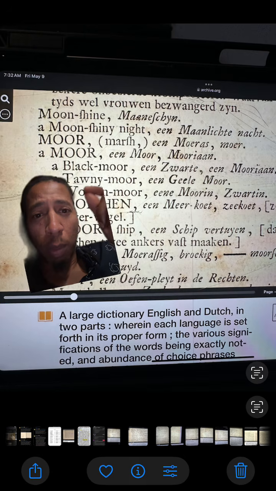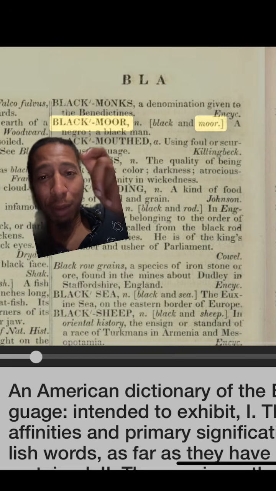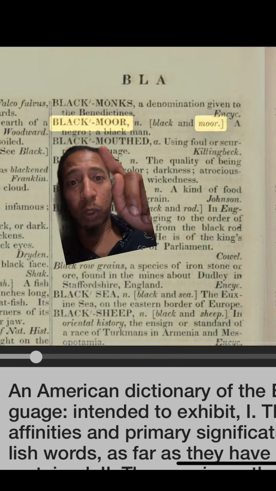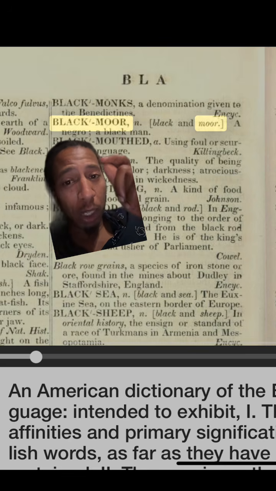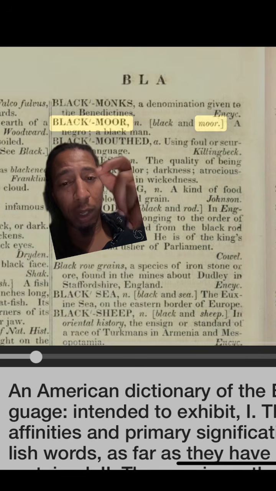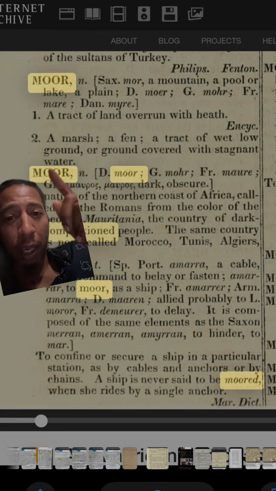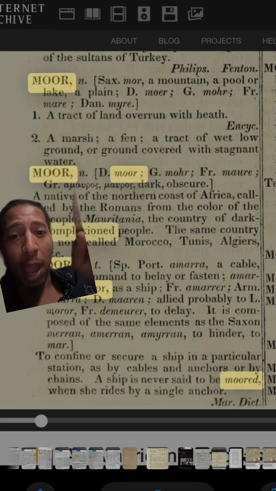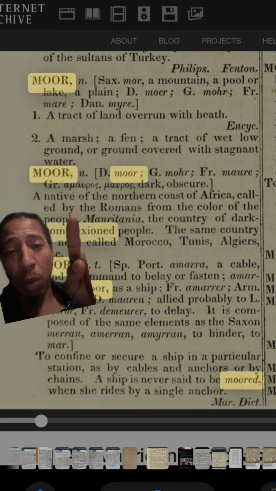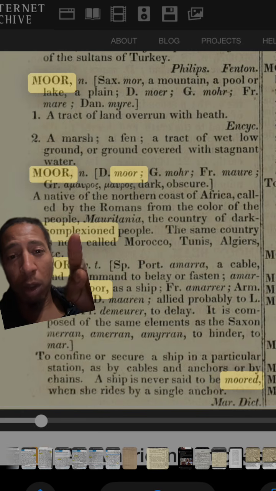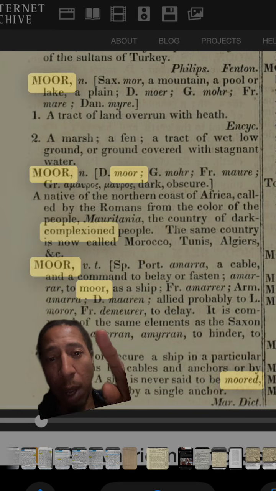So we know what a Moor is. And just to beat the nail in even further, a blackamoor, which was listed, is a Negro, a black man, okay? A Moor is a European only until a certain time. It's in the 1850s when you see a change to Moor, where they start adding in this stuff saying a native of the northern coast of Africa, called by the Romans a color pertaining to Mauritania of a dark complexion, people the same color is now called Morocco, Tunisia, and so on, right?